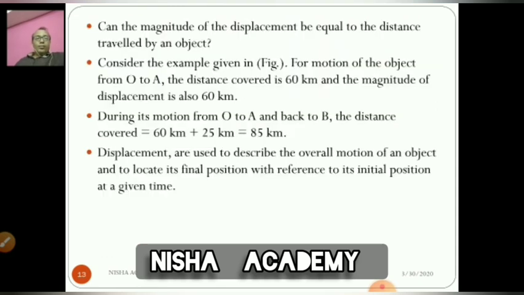Can the magnitude of the displacement be equal to the distance travelled by the object? Yes, it can. If the object is moving in a straight path, then the total distance travelled is equal to the displacement of the object. Displacement is used to describe the overall motion of the object and to locate its final position with reference to its initial position at a given time.